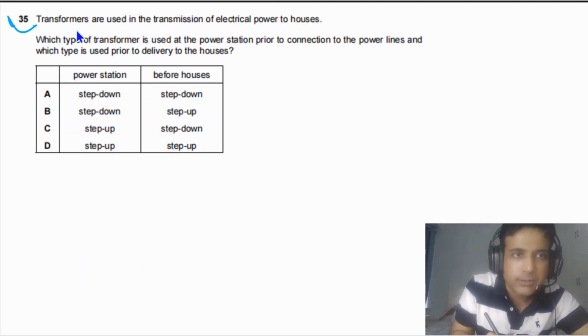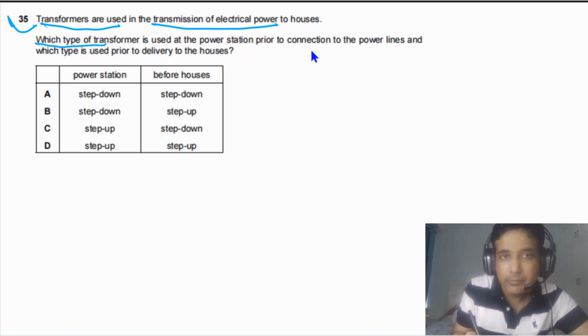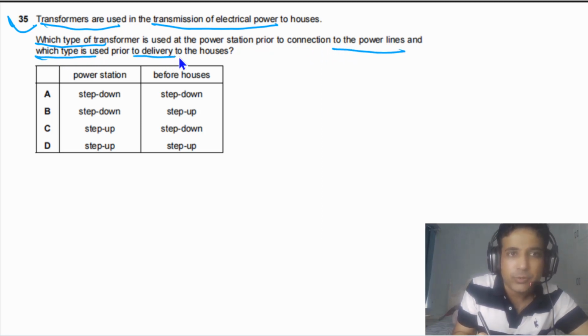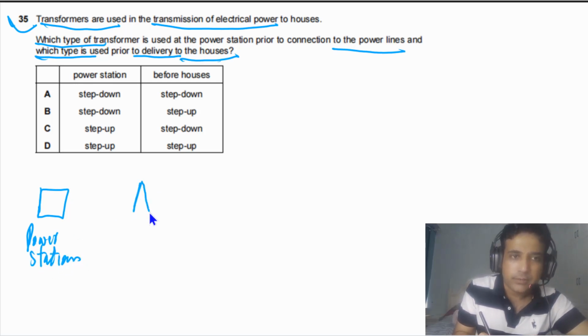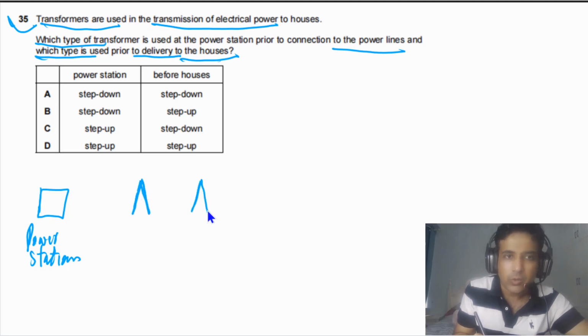Question number 35 says transformers are used in the transmission of electrical power to houses. Which type of transformer is used at the power station prior to connection to the power lines? And which type is used prior to delivery to the houses? For this purpose, we can simply draw a power station. So this is representing the power station. And also we can draw electrical pylons for transmission of electrical power. So these are pylons. And here we have a home, so simply we can say this is a home.